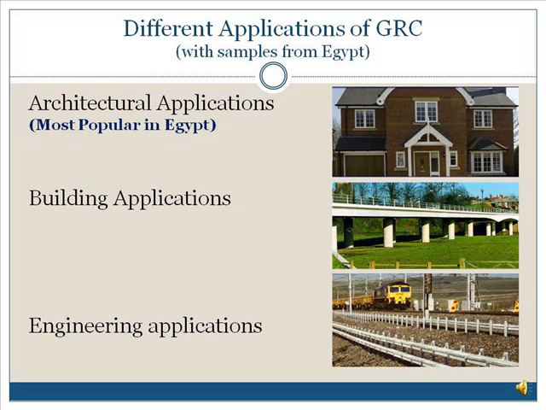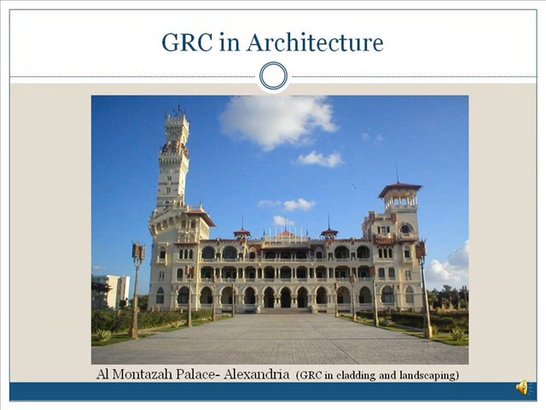GRC is applied in different applications in the engineering world, and we will see different applications in Egypt as well. These applications include architectural applications, building applications, and engineering applications. The GRC in architecture is used very widely in Egypt as compared to other applications. For example, this picture shows us Al-Muntazah Palace in Alexandria, and GRC is used for cladding and landscaping in this site.